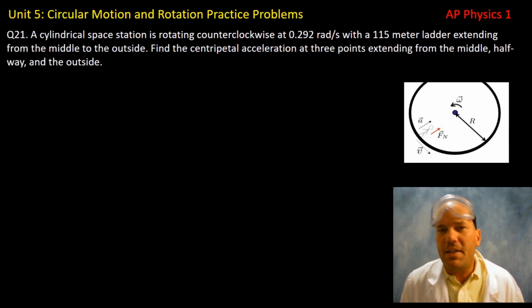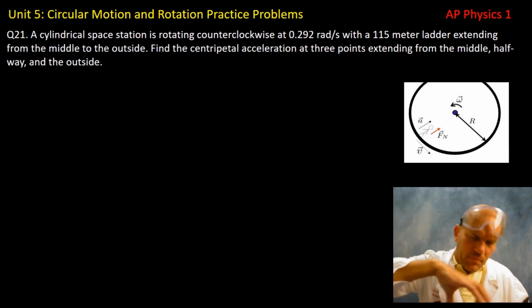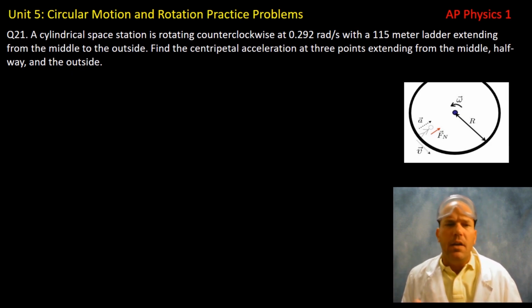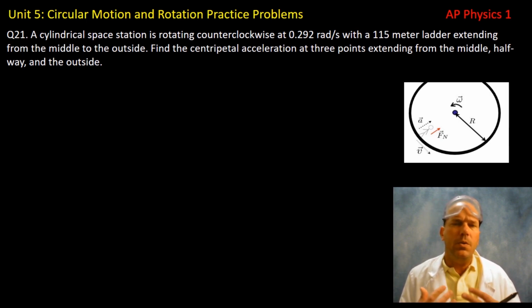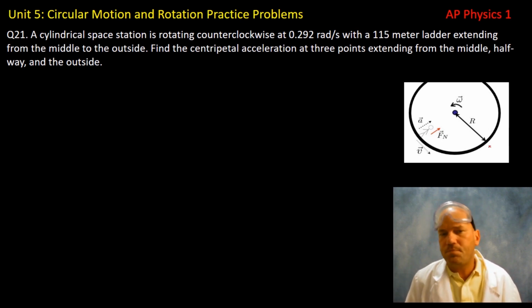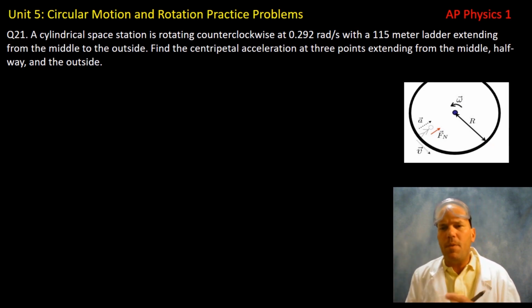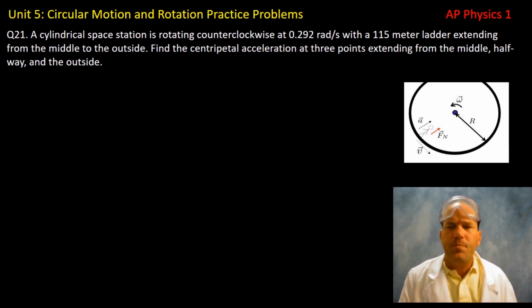Question 21 is a classic physics problem in which we have a space station rotating. We're given the angular velocity, and we're told there's a ladder extending from the center of the space station out to the outer edge. Find the centripetal acceleration at 3 points extending from the middle all the way out to the outer edge. So let's get started with the middle.